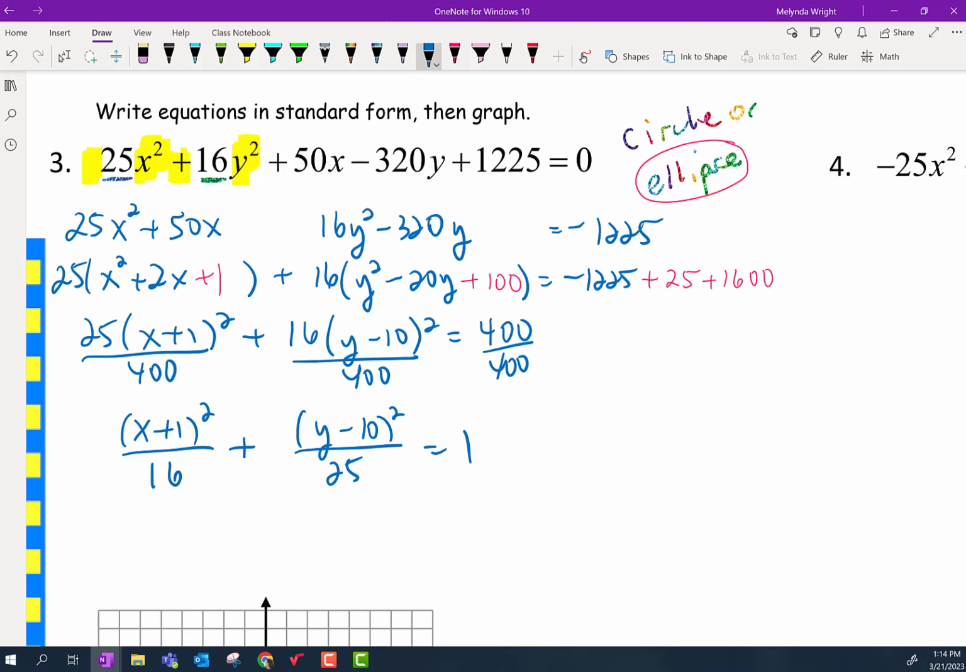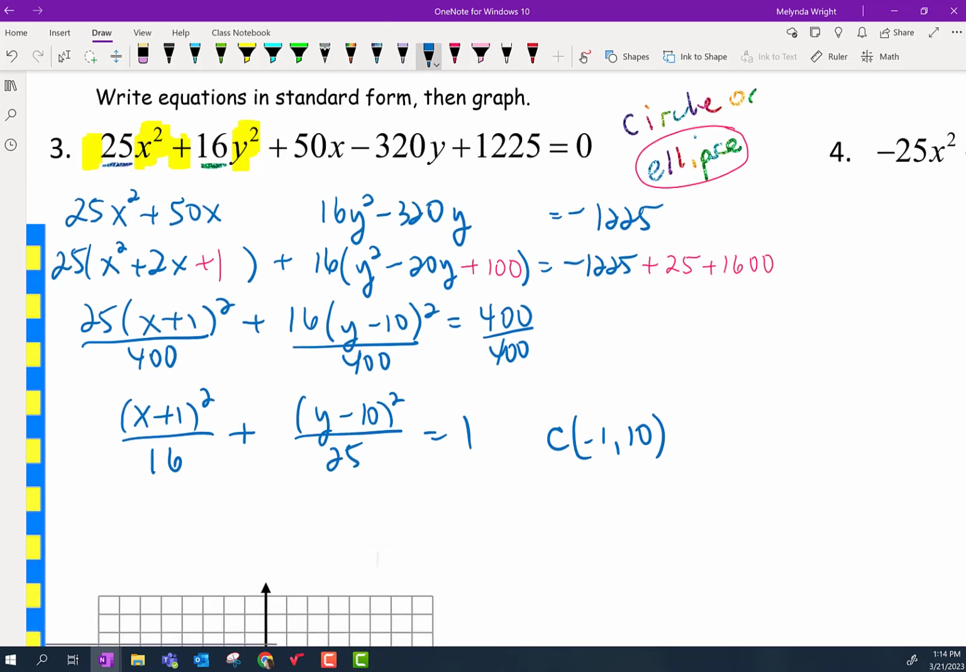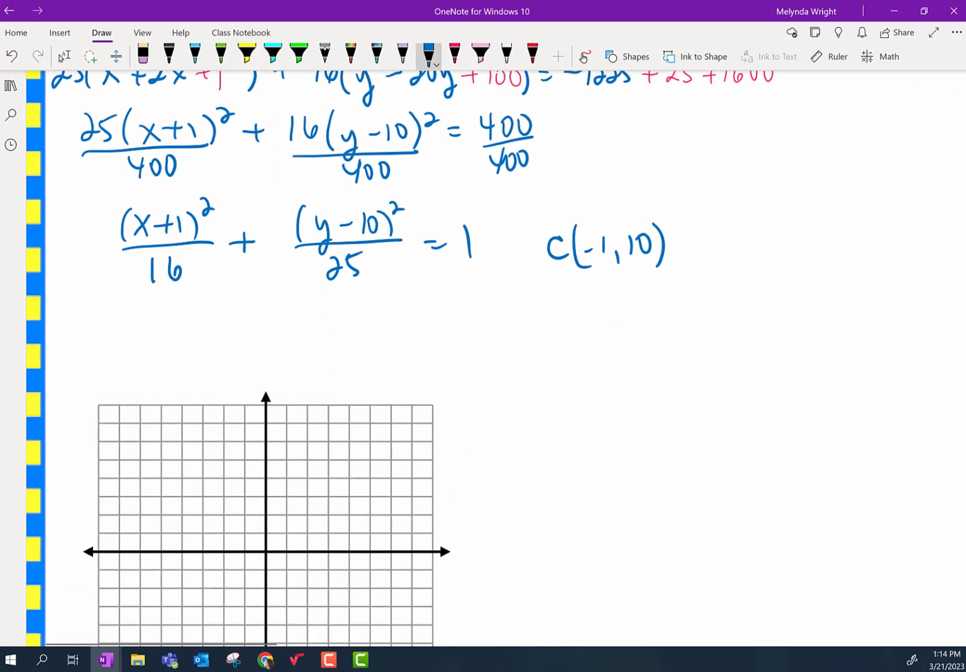Okay, how are we doing? Okay. So our center is actually going to be negative 1, 10. Okay. So I want to talk about the graph.